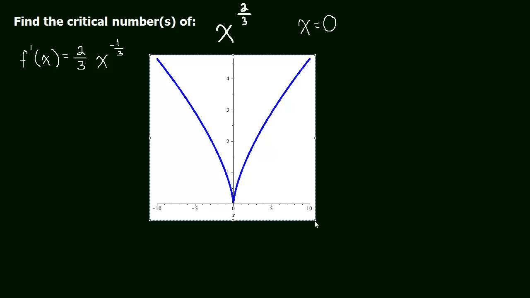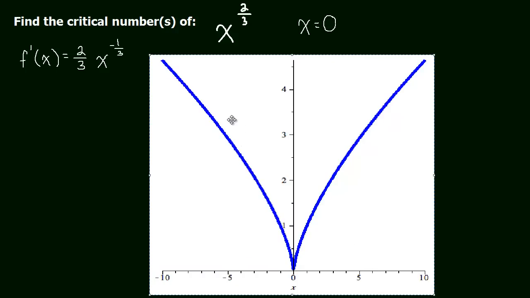We said that a derivative doesn't exist when you have a sharp turn. So here is an example of that. Here we have, at x equals 0, a sharp turn. And so that derivative doesn't exist, just like we would expect. Okay, and this critical number happens to be a minimum. This is the minimum of this function, this critical number, x equals 0.